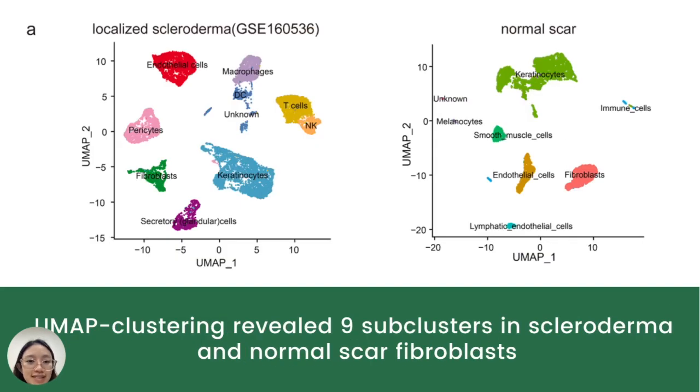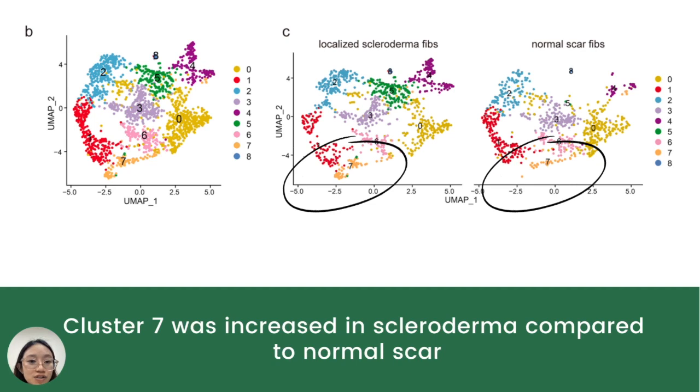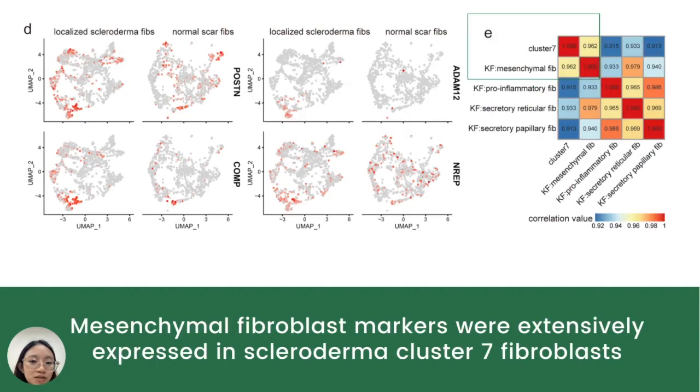They compared fibroblast scRNA-seq data from a recent scleroderma study with their number 3 normal scar fibroblast data because they had a similar number of fibroblasts. They performed unsupervised clustering and observed heterogeneity with 9 subclusters. Cluster 7 was increased in scleroderma compared to normal scar. Mesenchymal fibroblast markers POSTN, ADAM12, COMP, and NREP were extensively expressed in scleroderma cluster 7 fibroblasts. Correlation analysis suggested that scleroderma cluster 7 fibroblasts were most analogous to mesenchymal fibroblasts in keloid with a 0.962 correlation value.